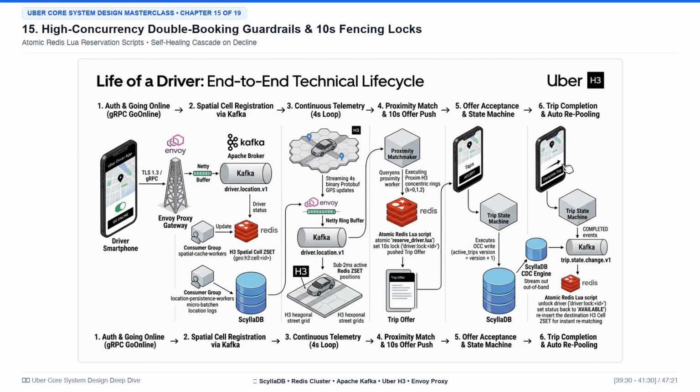But if they ignore it, or if they actively tap decline, how does the system recover? Does it have to rerun the entire hexagonal search and do all the vector math again? No, because that would be a massive waste of computational power and time. The architecture is designed for immediate self-healing. How so? The moment that 10-second timer expires, or the moment the driver hits decline, the Redis fencing lock instantly releases. That driver is thrown back into the available pool for other people.